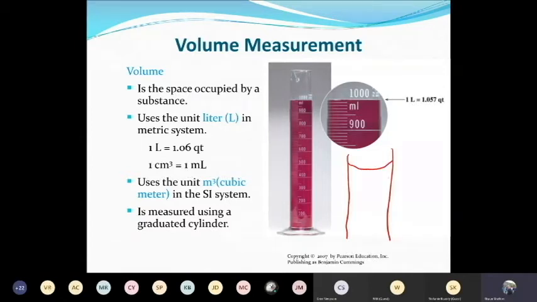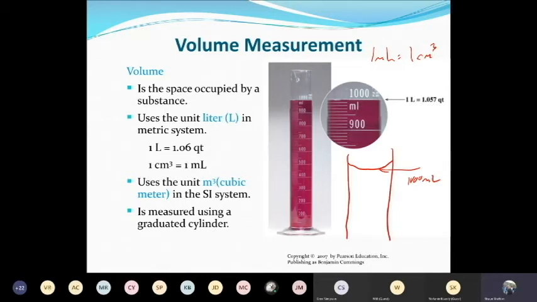What we do when we look at a graduated cylinder is we measure at the bottom of the meniscus. So this curvature that you see inside of the graduated cylinder is called a meniscus, and you measure at the bottom of it. In this particular example, they have 1,000 milliliters as their measured value. A milliliter is also equal to 1 centimeter cubed. So if you ever come across that, you'll see it.